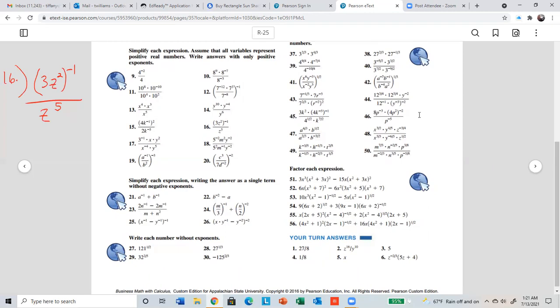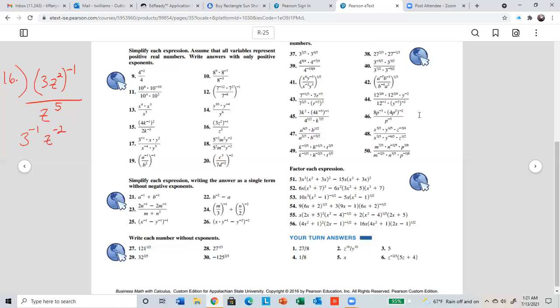Again, there are multiple ways to go about working this problem. It's up to you how you want to do it. I'm going to try to take the most straightforward way that I can. I'm going to give that negative 1 to both the 3 and the z squared. What that means is that this 3 is now going to be raised to the negative 1, and this z is now going to be raised to the negative 2.